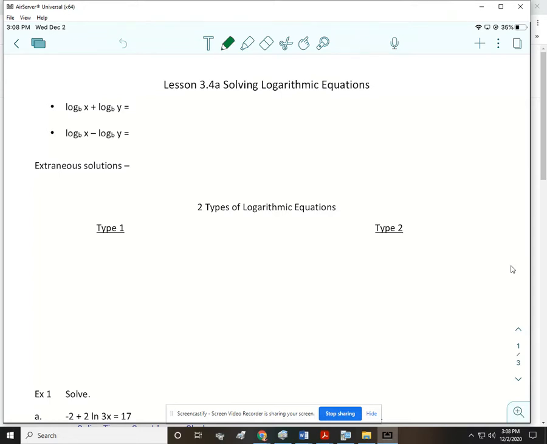If you have two logarithms separated by addition, you can bring them together as a single logarithm by multiplying those arguments together. And if you have two logarithms separated by subtraction, we can bring them together using division. That is something we're going to use today on some of these problems.